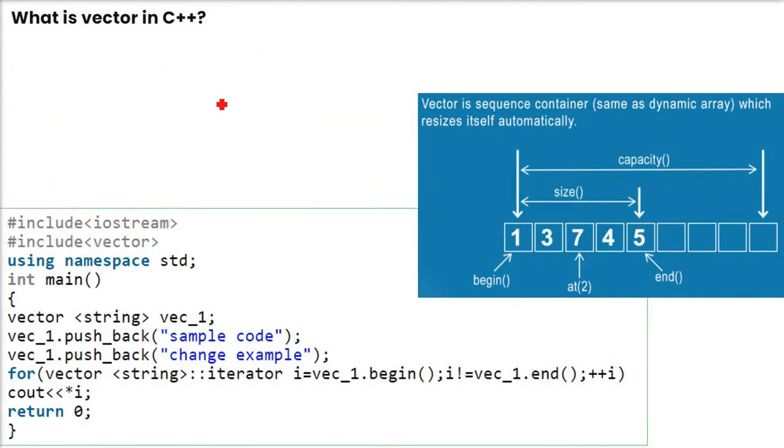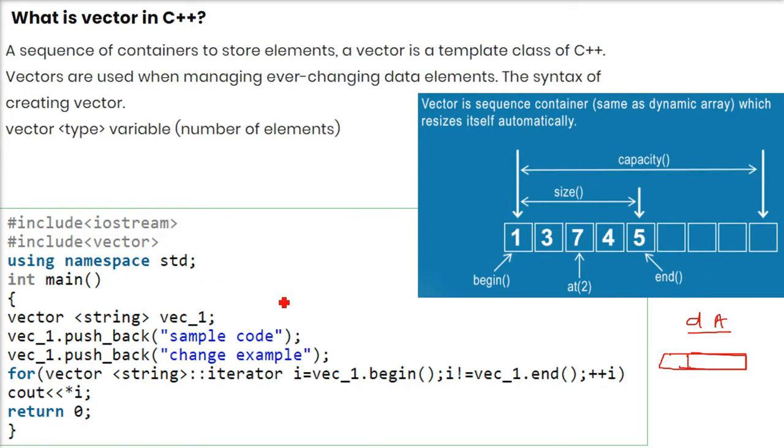What is a vector in C++? A vector is nothing but a sequence container, just like a dynamic array, which resizes or changes its size automatically. That is, if in advance we are not aware how many elements it is going to contain, then we use a vector. A vector is a template class of C++. Vectors are used when managing ever-changing data elements. That is, elements can be fewer, elements can be more.